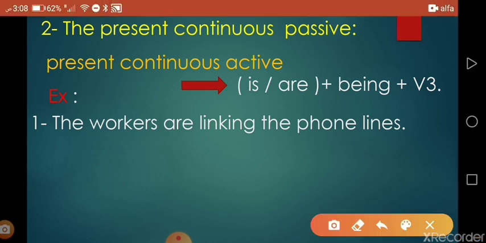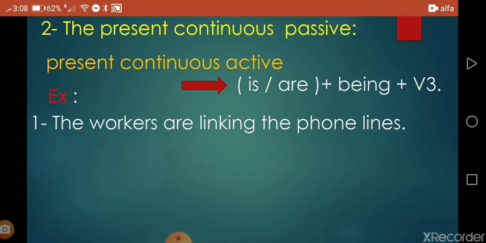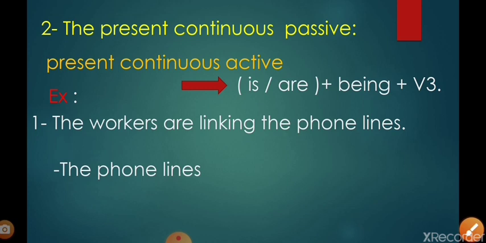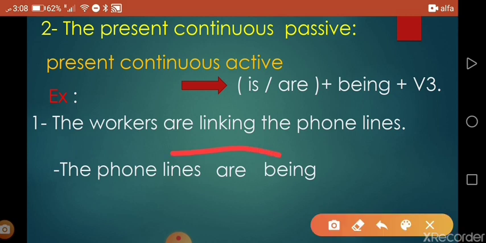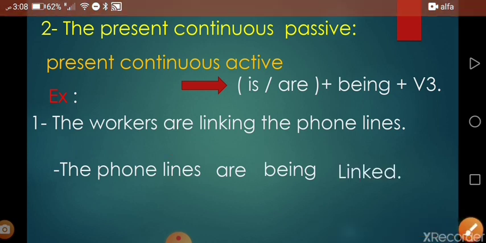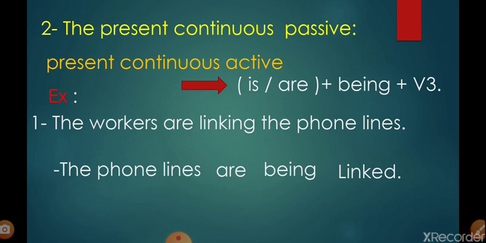In this sentence, what is the object? It's the phone lines. So we write it first. Now we put the suitable verb to be. So what do we choose? Is or are? We choose are because the phone lines are plural. Then we add being. After that, we put verb 3 from the verb link, which is linked. So the sentence will be: the phone lines are being linked.